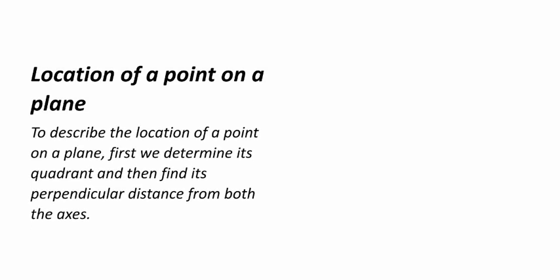Location of a point on a plane. To describe the location of a point on a plane, first we determine its quadrant and then find its perpendicular distance from both the axes.